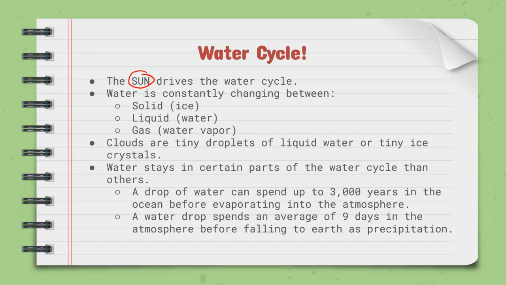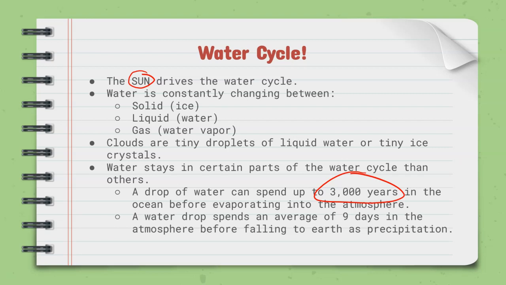The water vapor in parts of the atmosphere forms clouds. So clouds are actually made up of tiny droplets of water, as well as tiny ice crystals, depending on how cold it gets up there. Water can stay in certain parts of the atmosphere longer than others. A water droplet can spend up to 3,000 years in the ocean before evaporating into the atmosphere. What a long time to spend in the ocean.